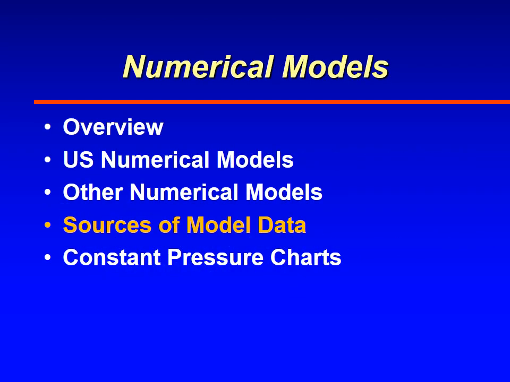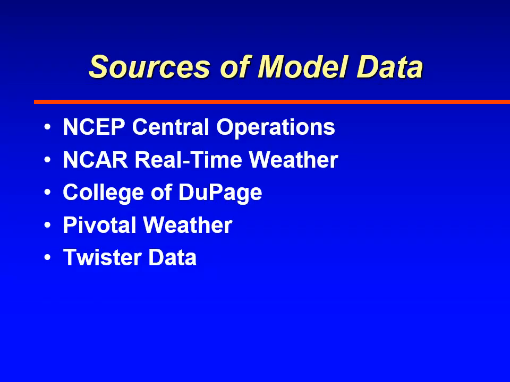Now we'll look at sources of numerical model data. In the United States, most models are run at the National Center for Environmental Prediction's Central Operations, which is located just outside of Washington, D.C. in Maryland. NCEP has high-speed computers that can do tera or petaflop operations, and they're just incredible machines. Not everybody has a supercomputer at home.